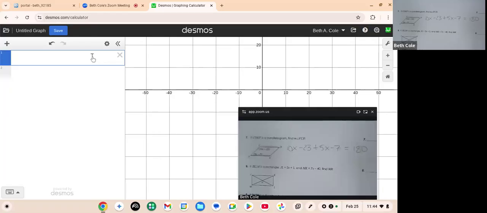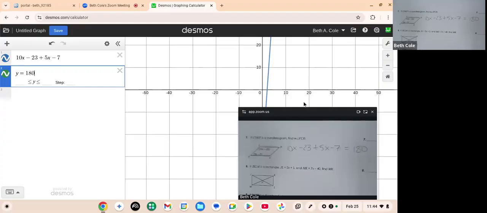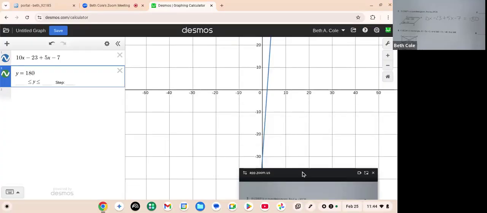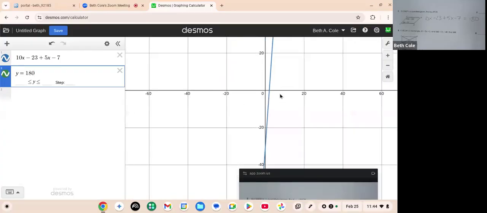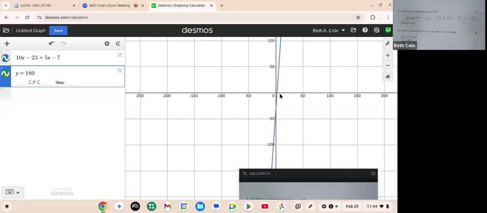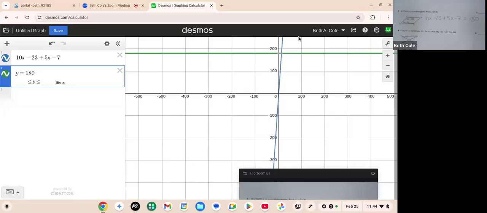All right, what is it? 10x minus 23 plus 5x minus 7, and then y equals 180. I have to zoom out until I get all the way up to 180. It would be great if my cursor didn't keep disappearing on me. Here we go. All right, so I got 14.